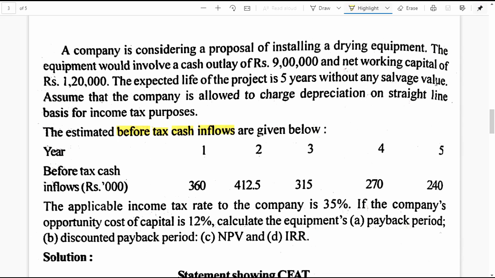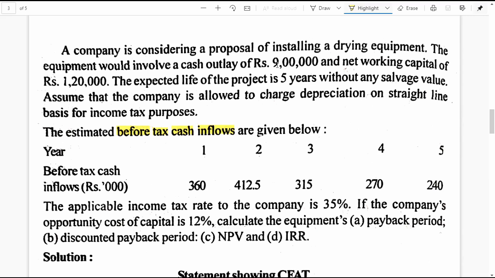At the end of the economic life of the equipment, that's nothing but at the end of 5 years, the company will get nothing at the disposal of the equipment. Assume that the company is allowed to charge depreciation on straight line basis for income tax purposes.